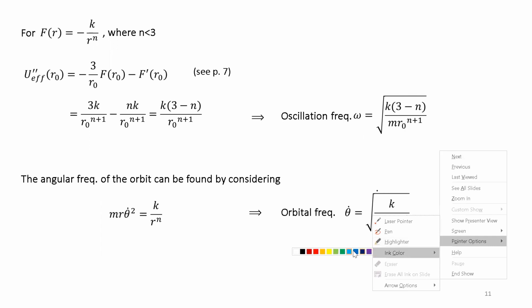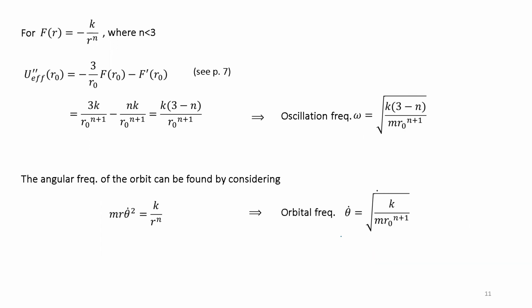And if you look at the ratio, it is the square root of 3 minus n. This one more time tells you that n has to be smaller than 3. If 3 minus n is smaller than 0, then you don't have a real oscillation frequency, and that corresponds to an unstable orbit. So this is the ratio, the square root of 3 minus n.